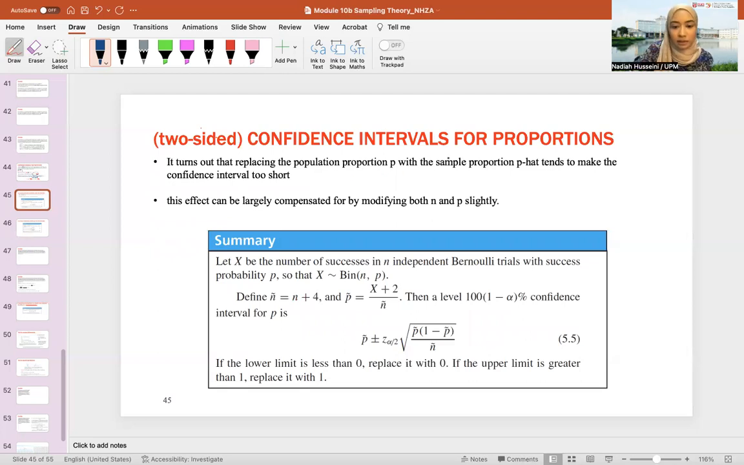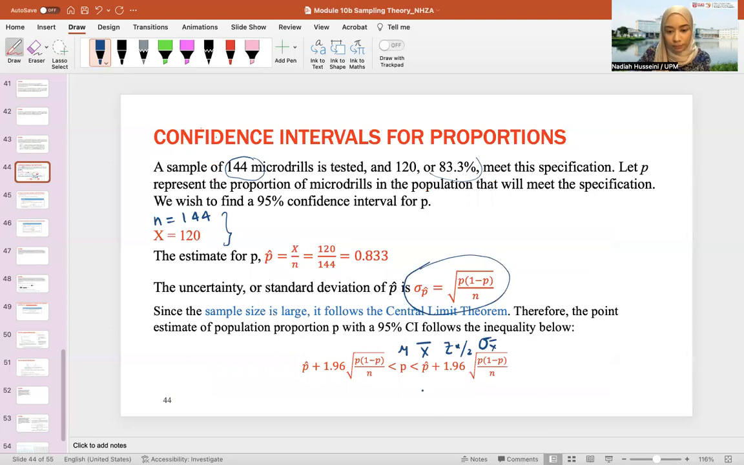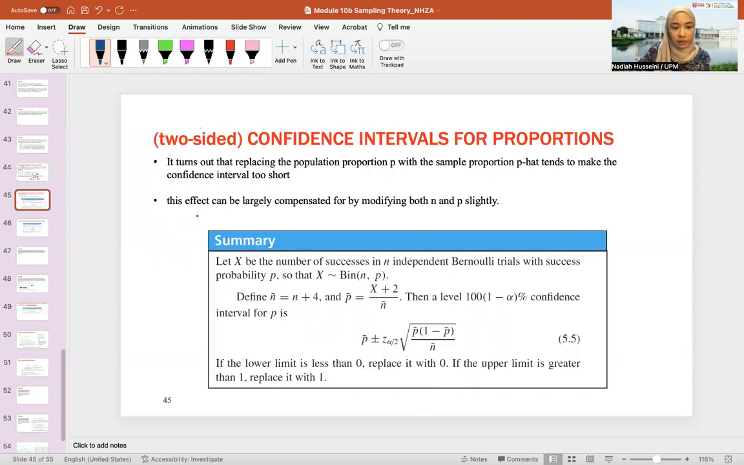So what they're saying is, using this P hat makes the interval too short and not accurate. This effect can be largely compensated by modifying both N and P slightly, of course. So let X be the number of successes in independent Bernoulli trials with success probability P, so that the random variable X follows a binomial distribution with parameters N and P.